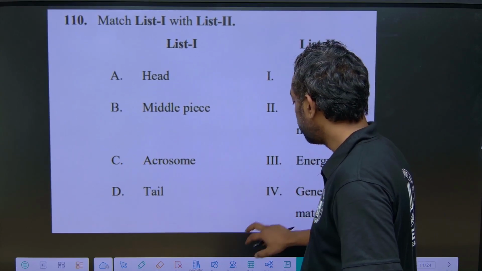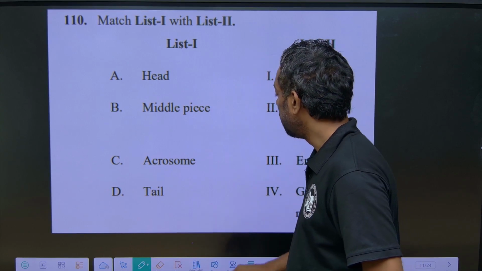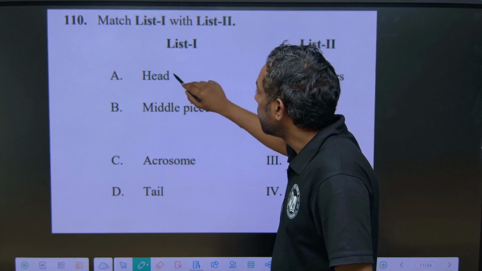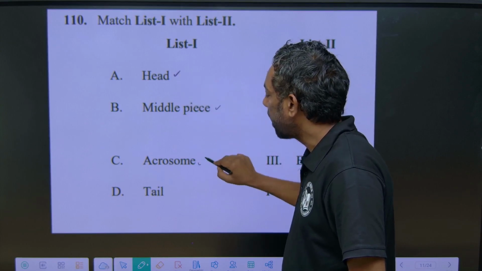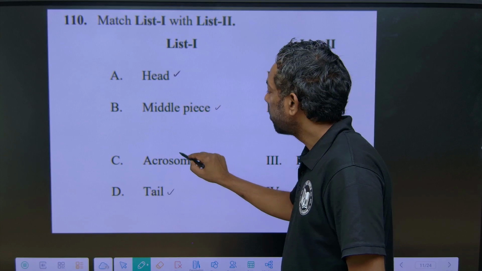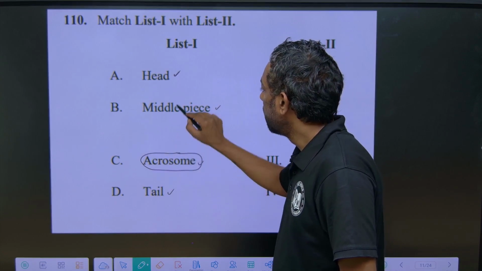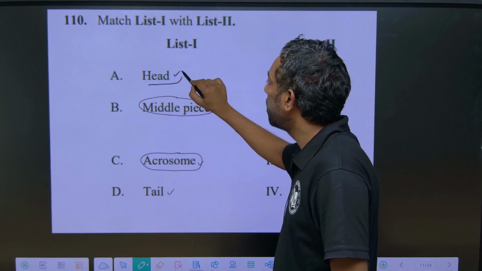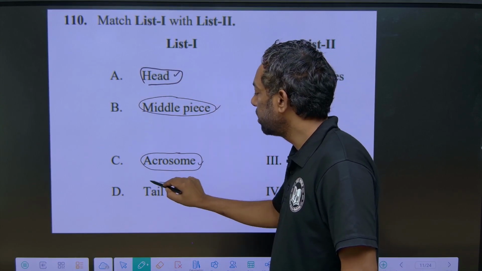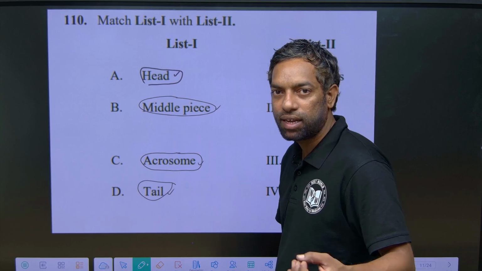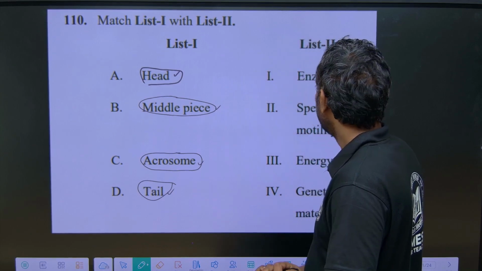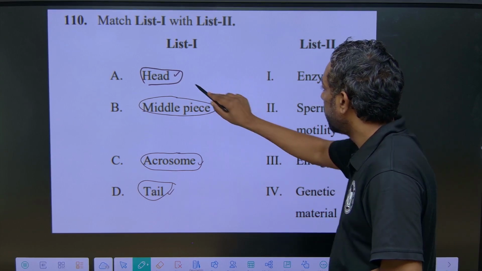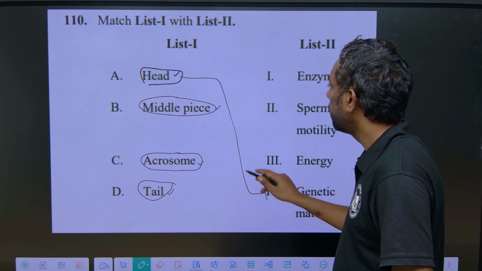This is the male reproductive system question about sperm. Sperm has parts, that is the head, middle piece, acrosome and tail. Acrosome is the end part, the middle piece has the mitochondria, the head is obviously genetic material, and the tail is for motility. Guys, just observe it, head is the genetic material. So this was wrong.